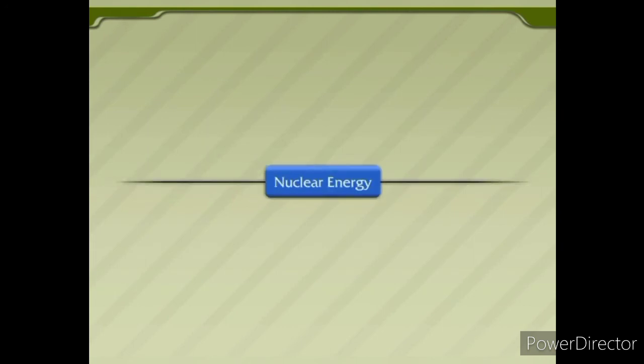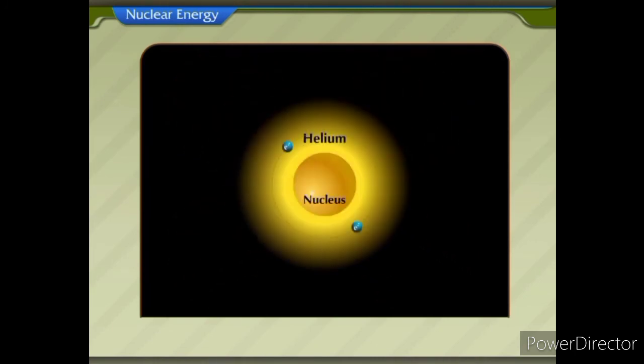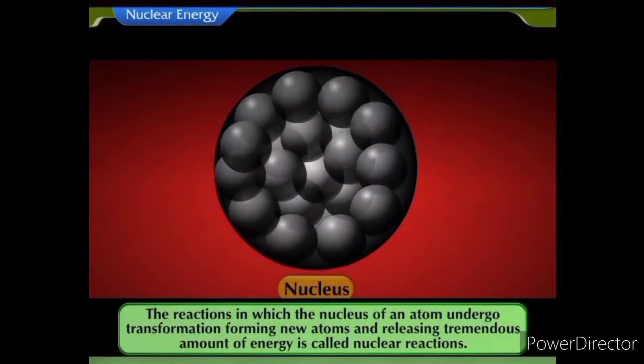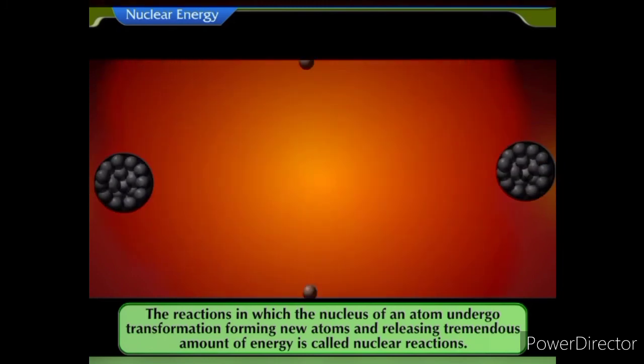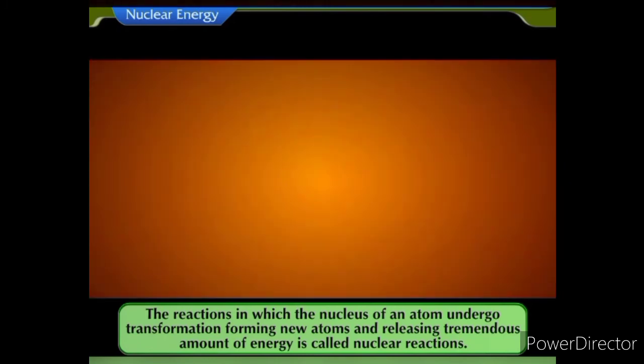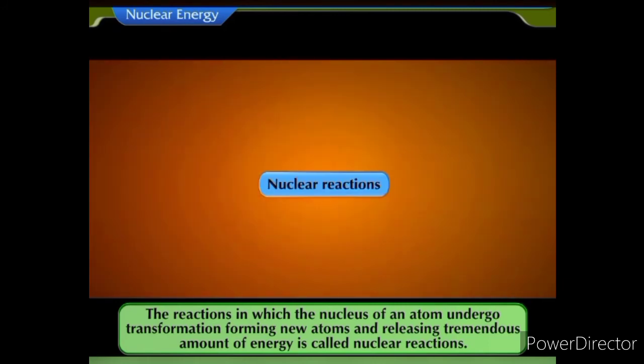Nuclear energy. What is nuclear energy? From the name itself, you can understand that it is the energy obtained from the nucleus of atoms. The reactions in which the nucleus of an atom undergoes transformation, forming new atoms and releasing a tremendous amount of energy, are called nuclear reactions. The energy released from these reactions is called nuclear energy.